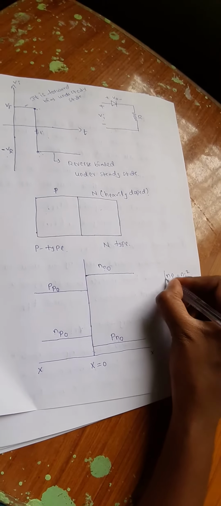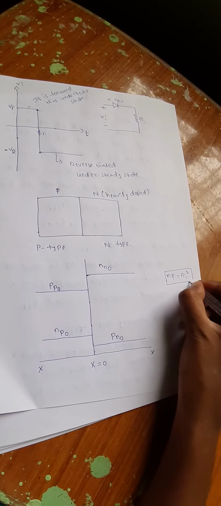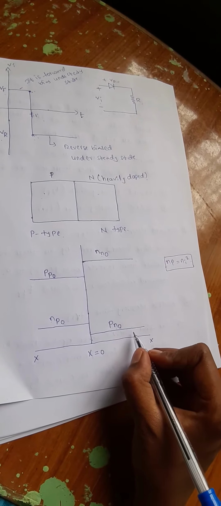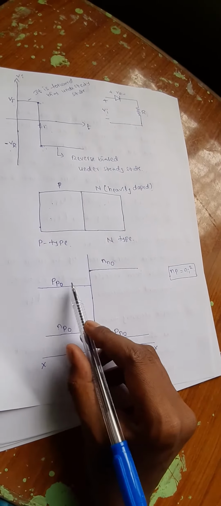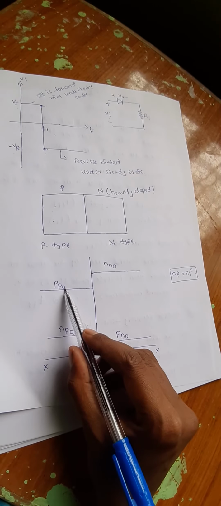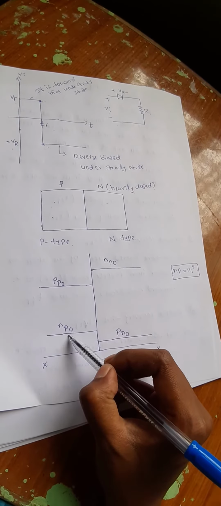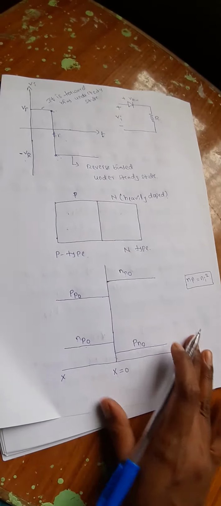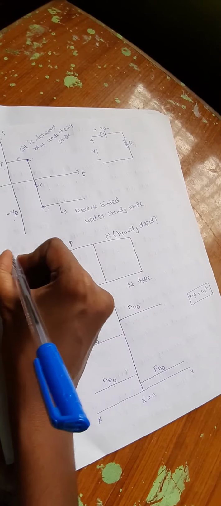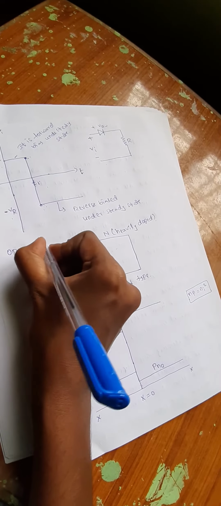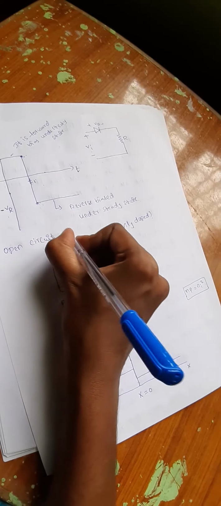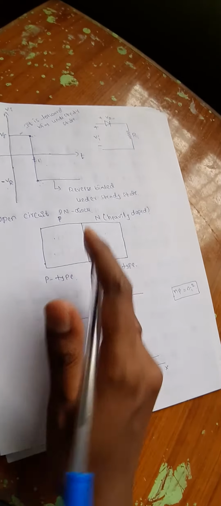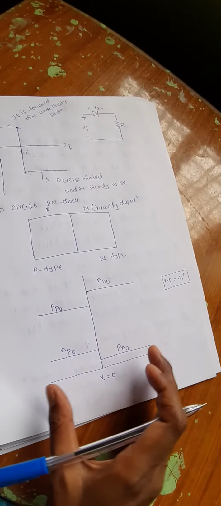By using this mass action law, we know that as the majority carriers are more, the minority carriers should be less. Here the majority carriers are less, so the minority carriers are more by using this mass action law. So I am considering it as an open circuit PN diode. Under this open circuit PN diode, the diode will be like this.